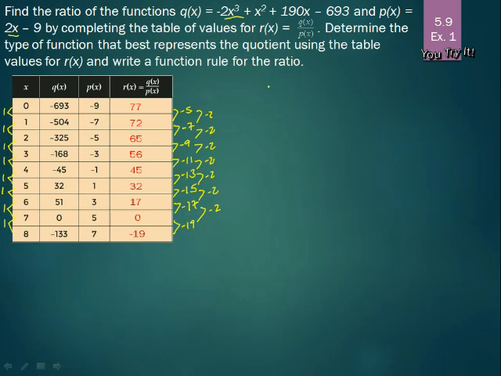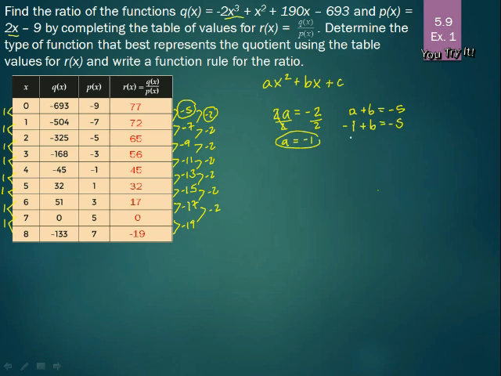Let's use the forms that we know for a quadratic. First, we know that 2a will equal the second difference, which in this case is negative 2. Solving for a, dividing by 2 on each side, we see that a equals negative 2 divided by 2, which is negative 1. Then to find b, we know a plus b will equal the first difference between 0 and 1, which here is negative 5. So a is negative 1, plus b equals negative 5. Solving for b, we add 1 on each side, and we get b equals negative 5 plus 1, which is negative 4.